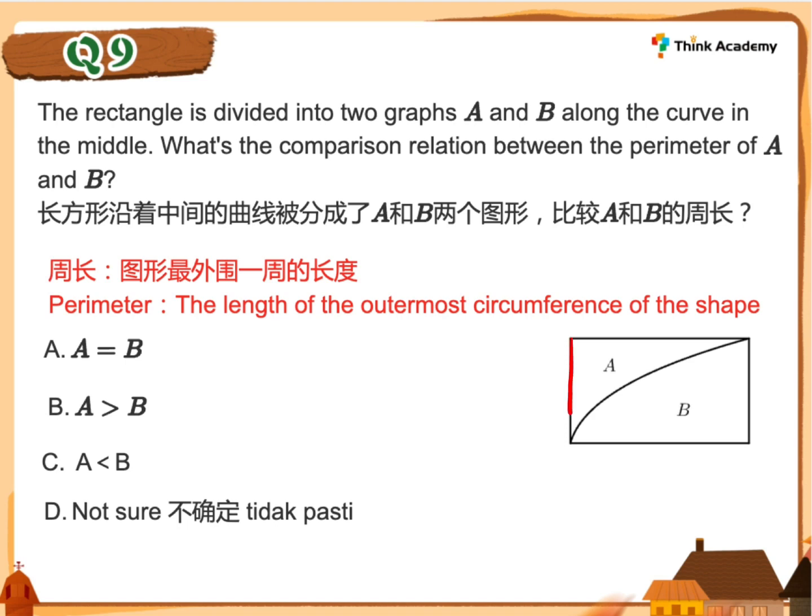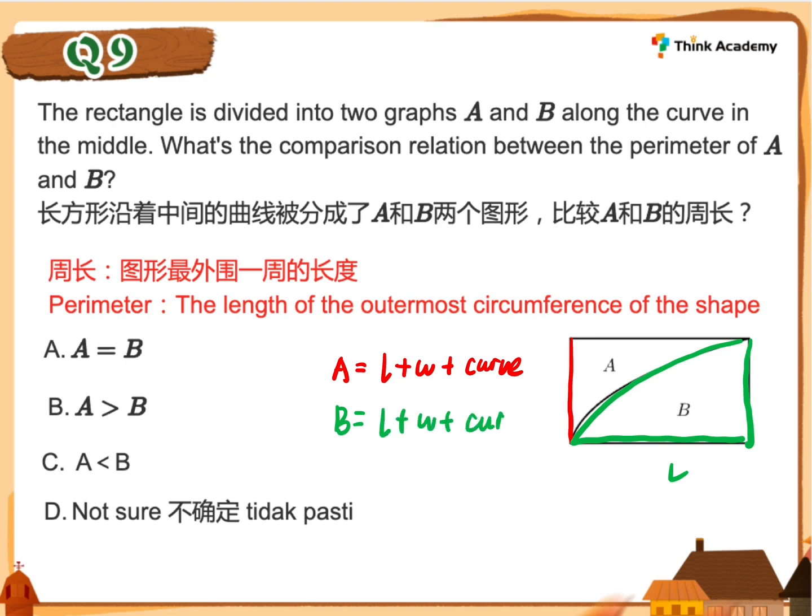So first we know the perimeter of A is this part, right? Actually the perimeter of A is length plus width and then plus a curve, right? Plus a curve. And then what is the perimeter of graph B? It should be this part, right? This is the perimeter of graph B. So B is also length plus width and then plus the curve. So we know the curve is the same, and also length is the same, and also width is also the same. So what's that mean? That means the perimeter of A and B is the same. So the true answer is A.